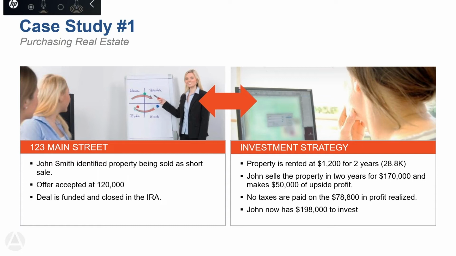He has a traditional IRA, and the deal is funded from his IRA directly. So he gets the property, he rents it out for $1,200 a month for 2 years. So that's $28,800. That's just a hair shy of $30,000 in income that he's receiving from that property over 2 years. Now, that is all going directly back to the IRA. He's paying no ordinary income taxes on that.